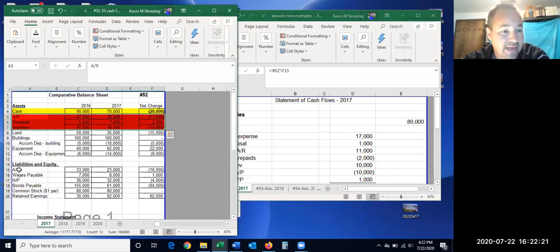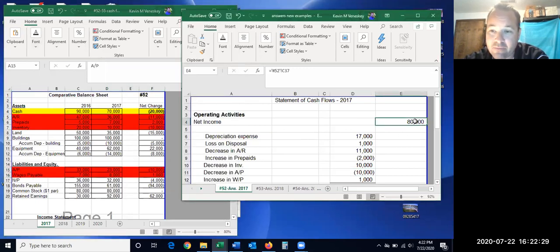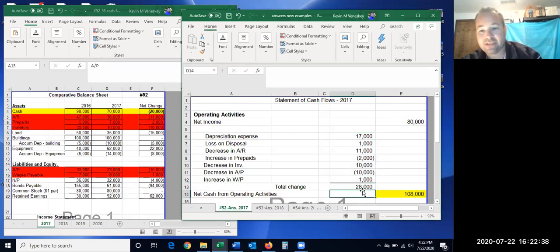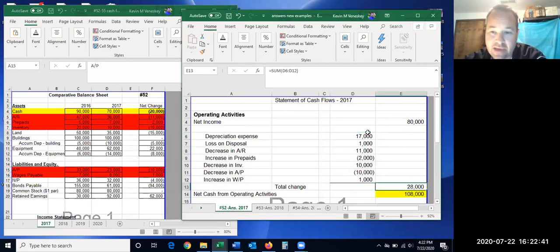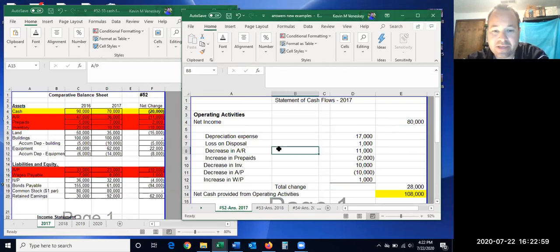Now, as that is all that we had for current liabilities, I am now done with the operating section. So over here, I want to take my 80,000 and combine it with everything that I have here. I added all of this up, and it comes out to be 28,000. So 80 plus the 28 here, I had net cash provided from operating activities, 108,000.